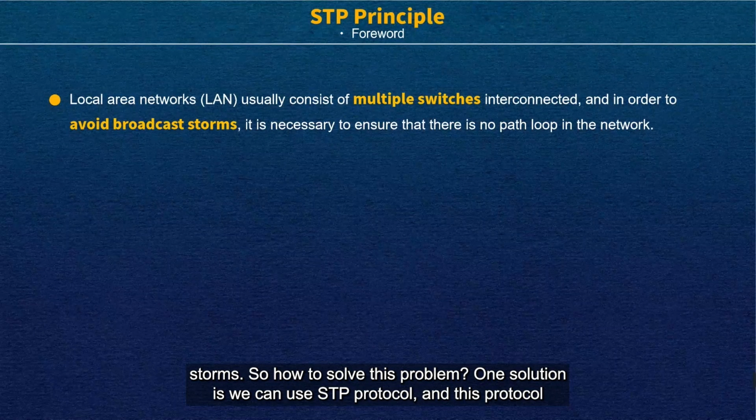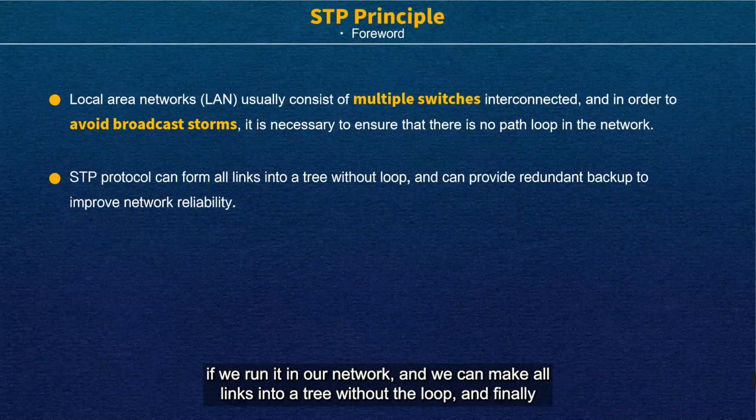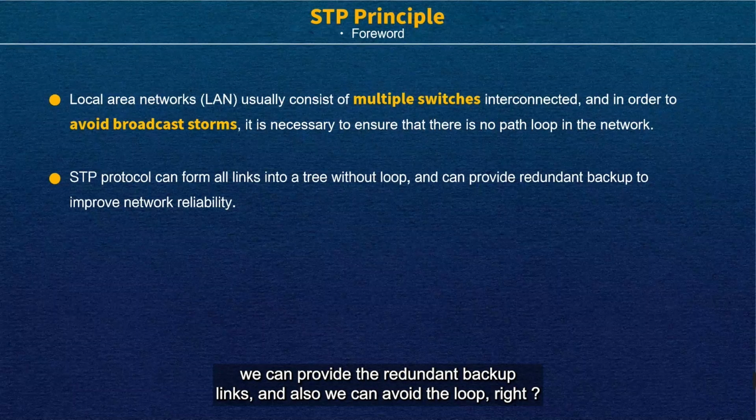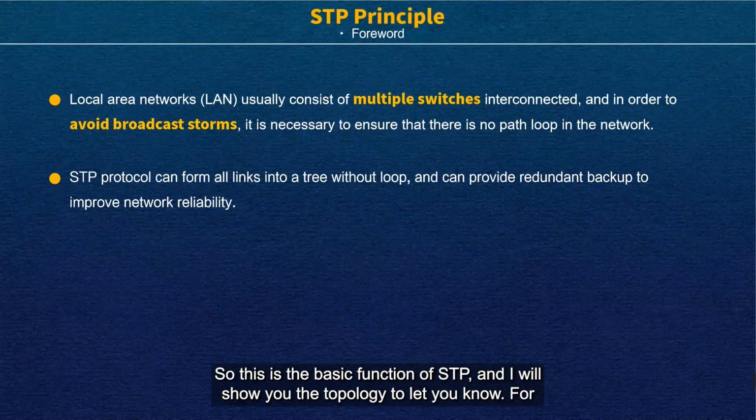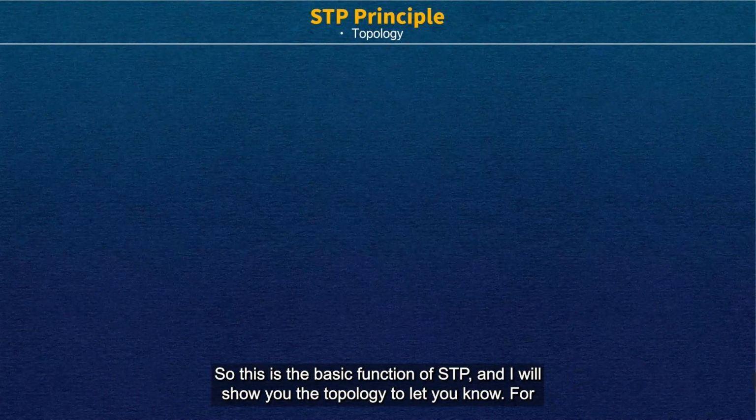So how do we solve this problem? One solution is to use the STP protocol. If we run this protocol on our network, we can make all links into a tree without loops. And finally, we can provide redundant backup links and also avoid the loop, right? So this is the basic function of STP. And I will show you the topology to let you know.